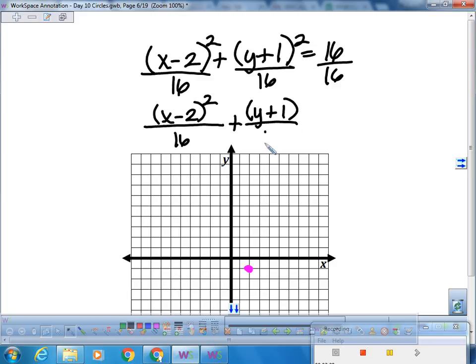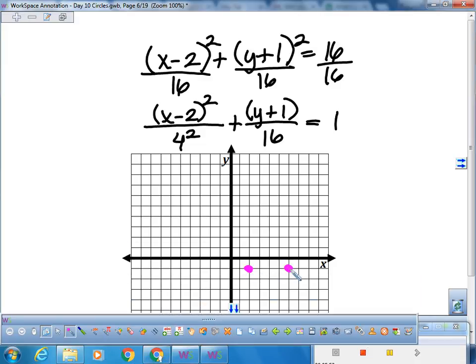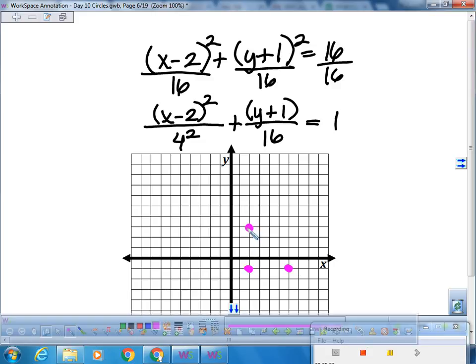So I'm just going to preview it now. So ellipses and hyperbolas all have a 1 right here. Okay? So what's happening here is that this is really on the x-axis. We're going out 4. 1, 2, 3, 4. And on the y-axis, we're also going out 4. 1, 2, 3, 4. And that's what makes my circle.